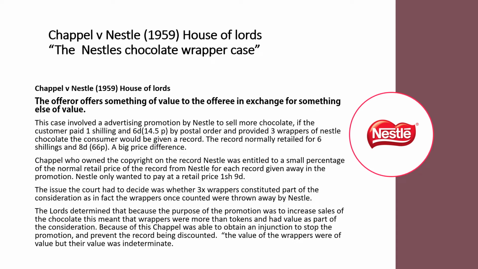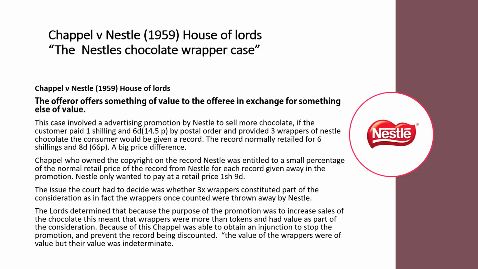In 1959, the offeror, in this case Nestle, offers something of value to the offeree, and that means the people who acknowledged the offer and responded to it in the advert. What they did, they advertised a promotion to sell more chocolate. That's what their aim was.